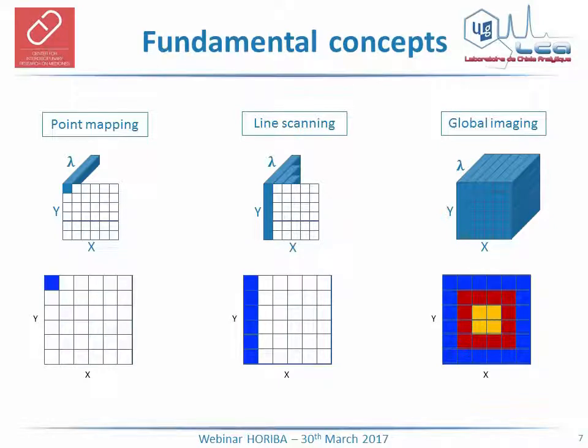For the last one, global imaging mode, the entire surface is illuminated and the whole mapping area is acquired simultaneously at a single wavelength. Tunable filters move to select another wavelength, and so on until the whole spectral range is recorded. Therefore, a global imaging configuration allows to record the whole map with a fast acquisition time. However, the spectral and spatial resolution are limited respectively by the kind of tunable filters used and the pixel size of the detector.